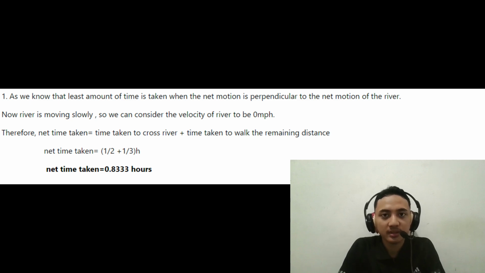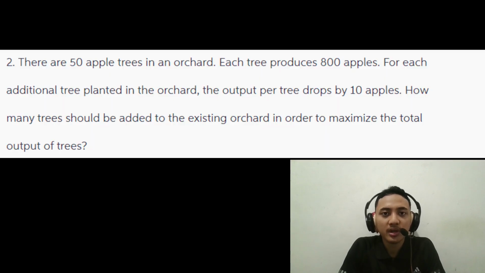And then the next problem. We have 50 apple trees in an orchard, each producing 800 apples. For each additional tree planted, the output per tree drops by 10 apples. How many trees should be added to maximize the total output?